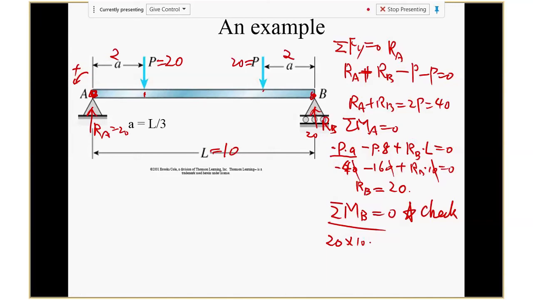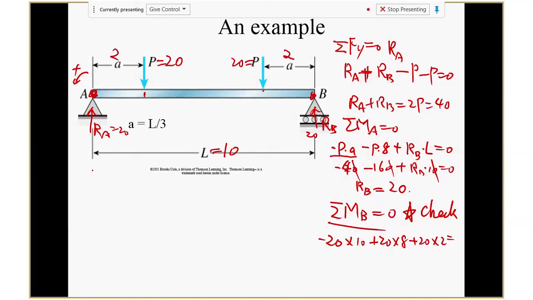Then you have minus, actually we call this way positive, right? So this will be negative. Then plus 20 times 8. Then plus 20 times 2. Is this equal 0? Does it equal 0? Yes, then we're correct. Okay, so now we can move on, draw the VM diagram.